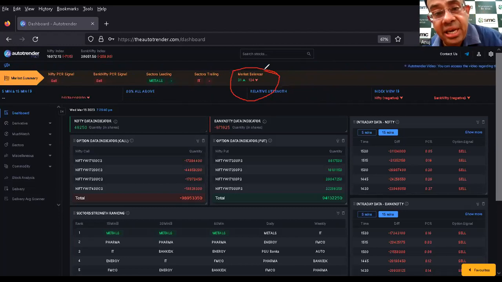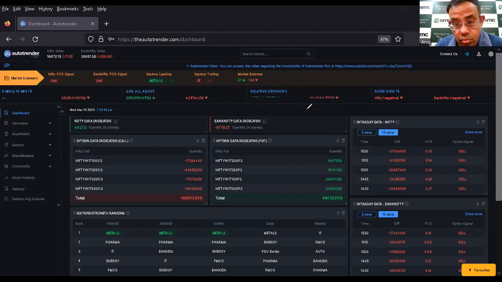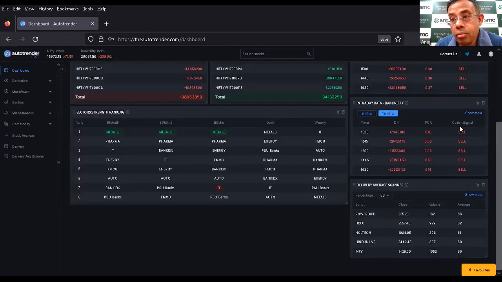So this is the second checklist. It is very much similar to your advance decline ratio. So how the advance decline ratio works, on a similar pattern, your market balancer will also work. So now this is the second initial indicator. Then the third initial indicator is your index.